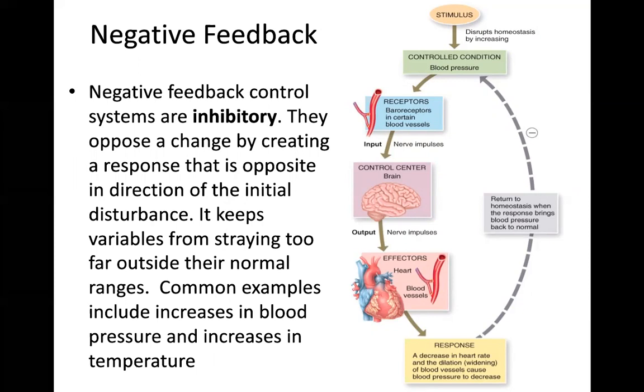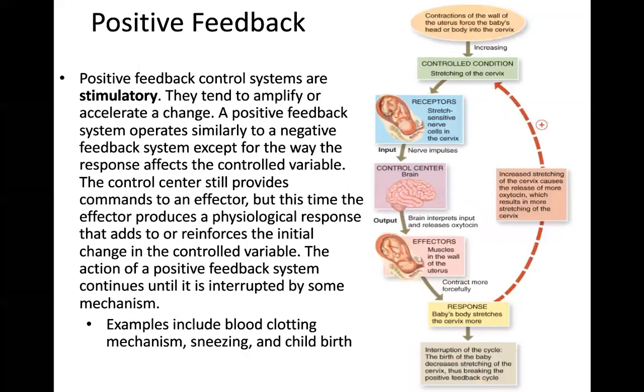Keeps variables from straying too far outside their normal ranges. Common examples include blood pressure and temperature changes. Write this down. This is the most common type of response. Most of the time when we respond, it's by negative feedback. Negative feedback is much more common than positive feedback. We're only going to see a few examples of positive feedback in this class.